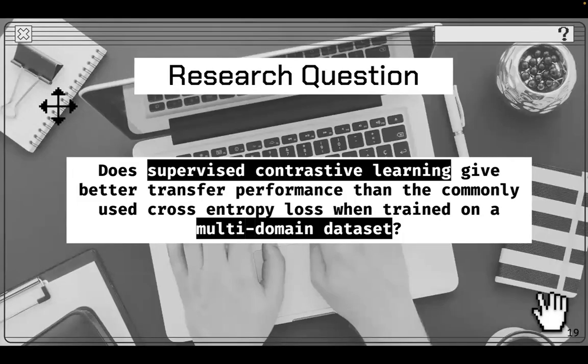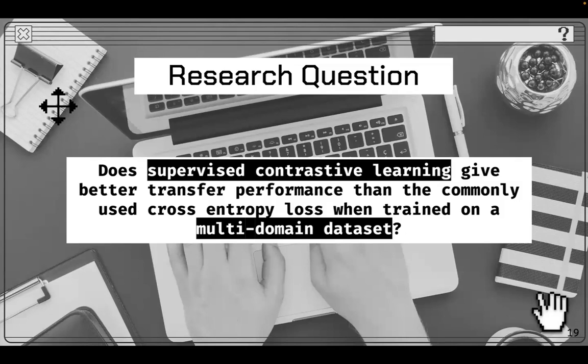More specifically, my study will aim to answer this research question: does supervised contrastive learning give better transfer performance than the commonly used cross-entropy loss when trained on a multi-domain dataset?